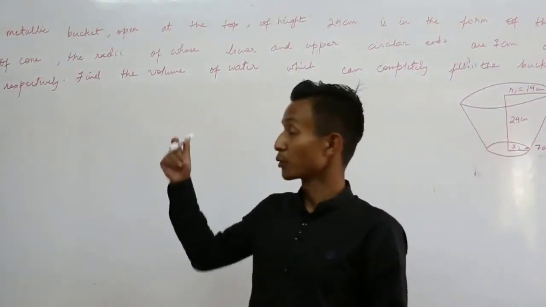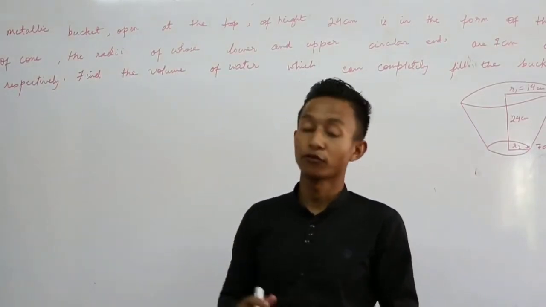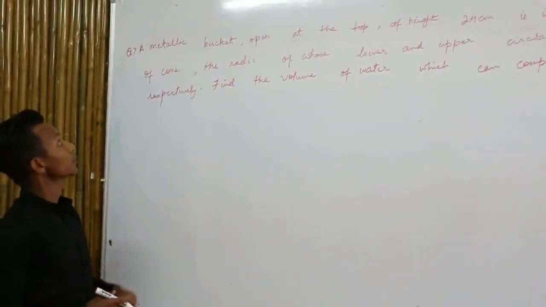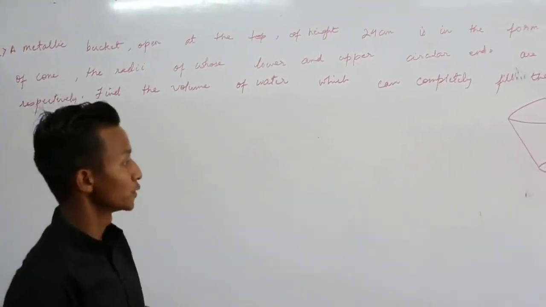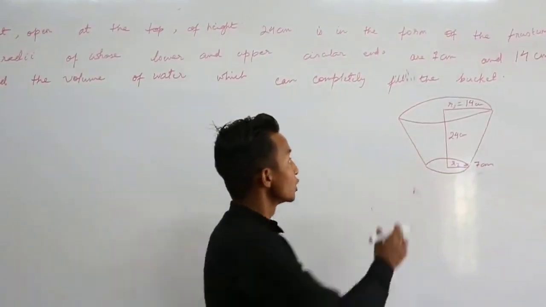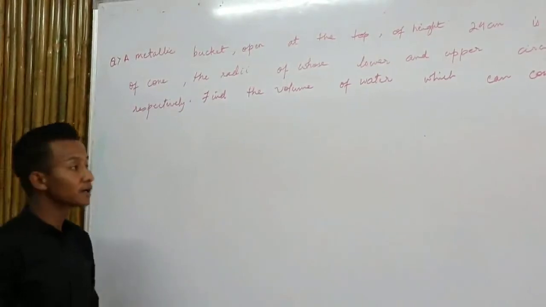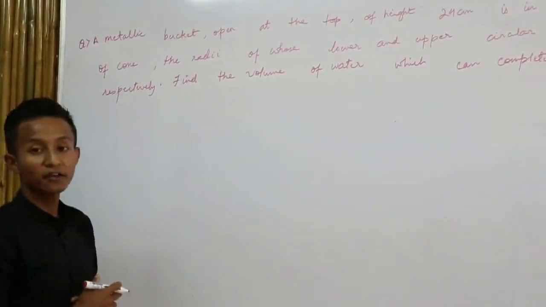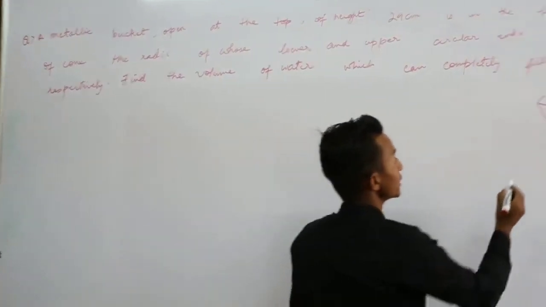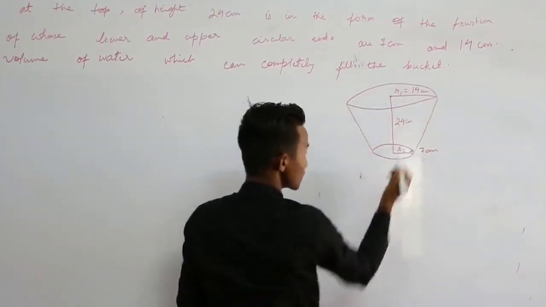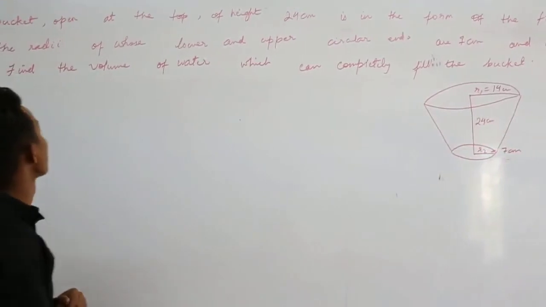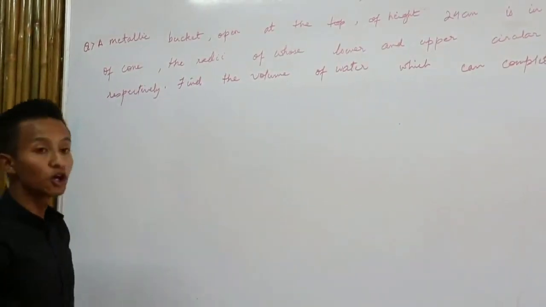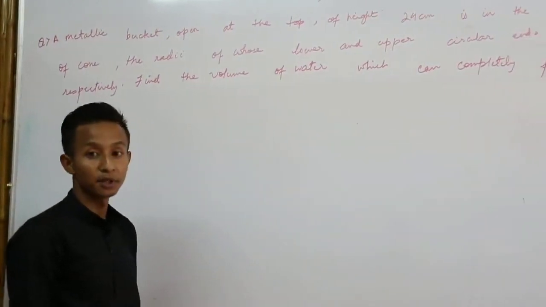So here I'm going to solve one question from this topic, frustum. Here is a problem. A metallic bucket open at the top, of height 24 centimeter, is in the form of a frustum. So this bucket is in the form of a frustum, which is open from this part. The radii of whose lower and upper circular ends are 7 centimeter and 14 centimeter. So the radius of the upper circular base is R1, which is 14, and the radius of the lower circular base is R2, which is equal to 7 centimeter. The question is, find the volume of water which can completely fill the bucket. So let us start the solution.